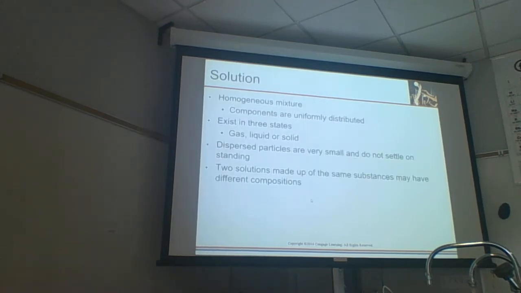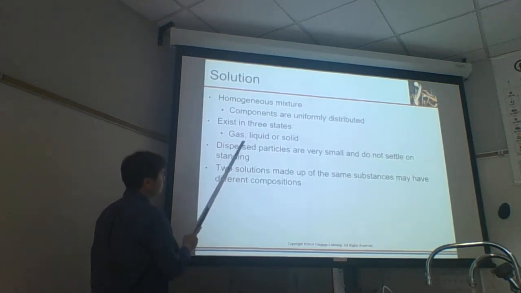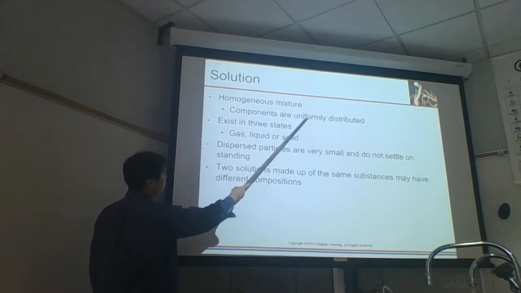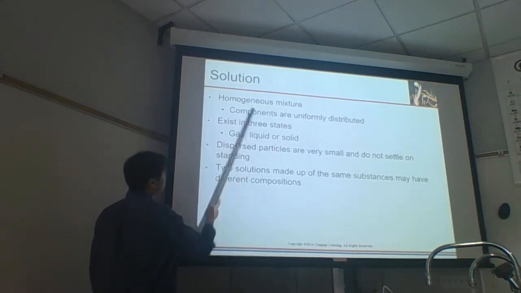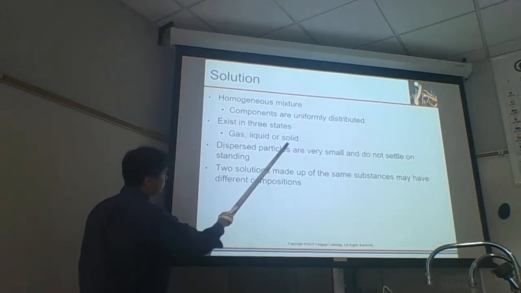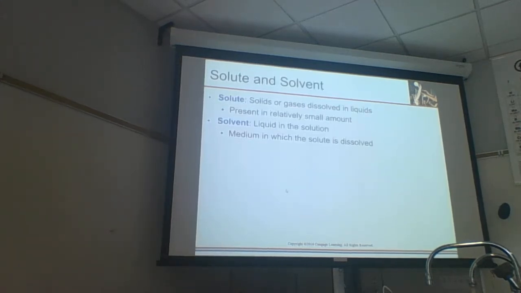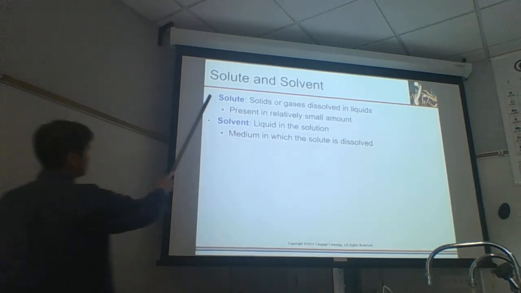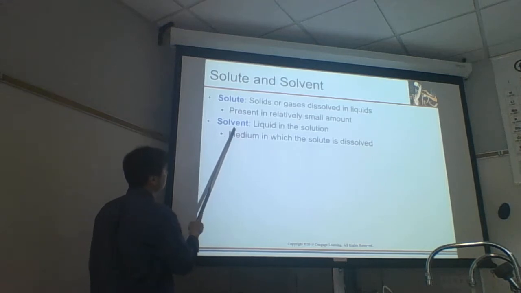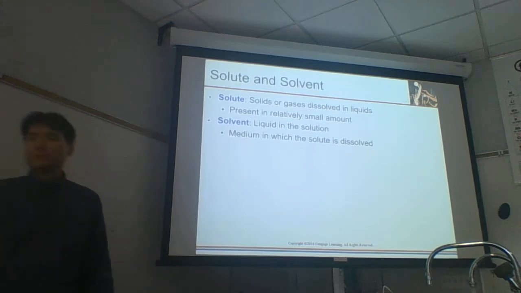Solutions are homogeneous mixtures. They don't have to be liquid solutions. We could have gas solutions and solid solutions. Gas solutions would be like air. They just look homogeneous, they're uniform. Solid solutions would be like alloys, like sterling silver. Sterling silver would be a solid solution. When we're dealing with solutions, the minor component we usually call the solute, the major component we call the solvent. We dissolve the solute into the solvent, typically.